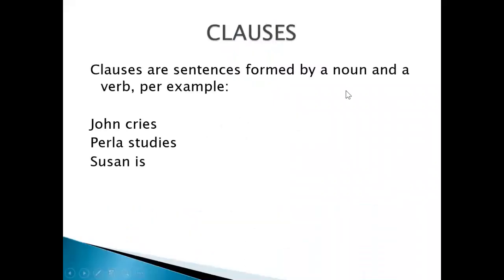Comenzamos. Clauses. Clauses are sentences formed by a noun and a verb. For example, John cries, Perla studies, and Susan is. In this case, we use the noun John and the verb cries. Perla, the noun, and studies, the verb. Susan, the noun, and the verb is.